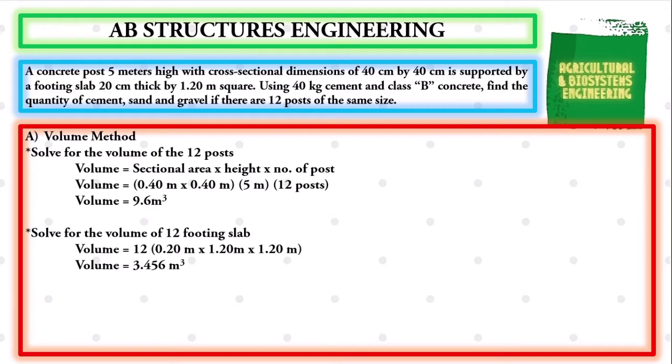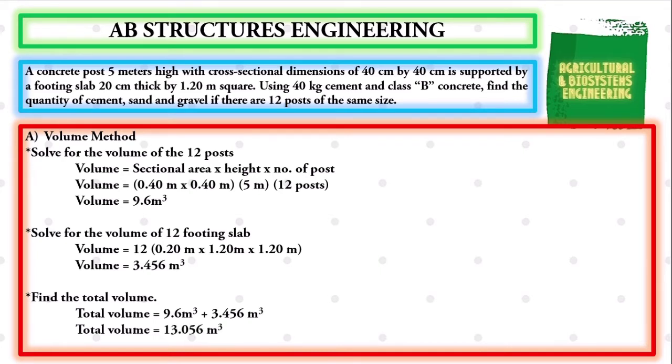After identifying the volume for the 12 posts and the 12 footing slabs, we simply get the total volume by adding the solved volume of each. Total volume is equal to 9.6 cubic meters plus 3.456 cubic meters, giving us a total volume of 13.056 cubic meters.